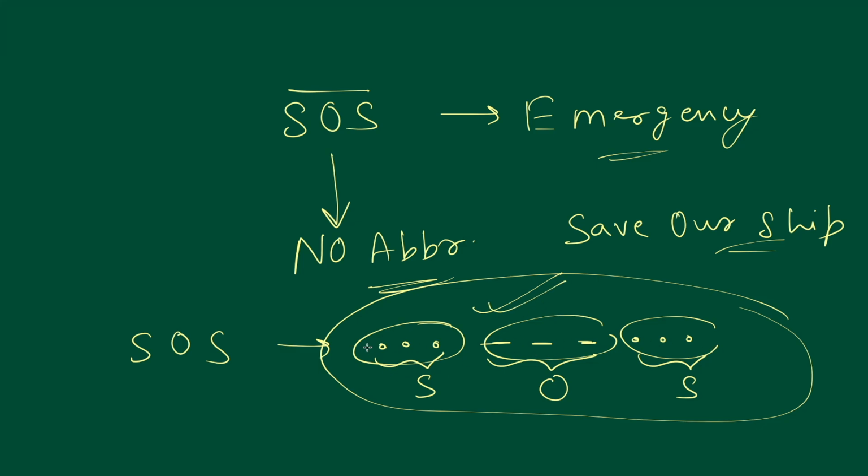That's why it was decided to use SOS for signaling emergency, and it was not abbreviated for save our souls or anything like that. But it was used for those kinds of purposes, as I said. So this is a single word. There is no abbreviation of this. This line above SOS represents that this is a single word. The reason why it is so commonly used even these days is that it originally came from Morse code, where writing SOS is very easy, coding and decoding both very easy, and easy to remember.